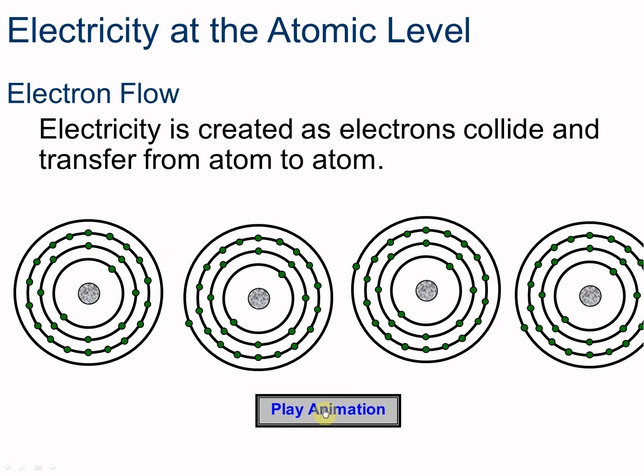So let's take a look at what would happen if the electrons interacted with each of these atoms. So there's an electron, boom, boom, boom, right? So that electron is going to move from one atom to the next atom to the next atom. This movement that easily, freely happens with copper is why copper is such a good conductor. The movement of charge, the movement of the electrons.